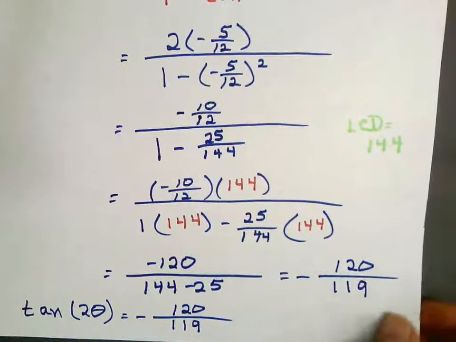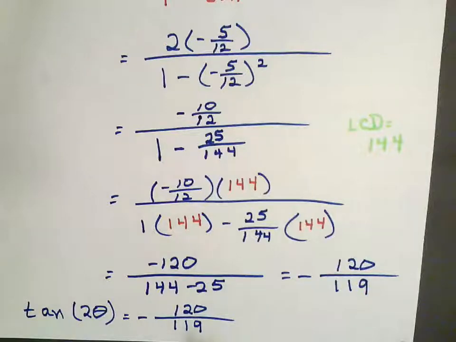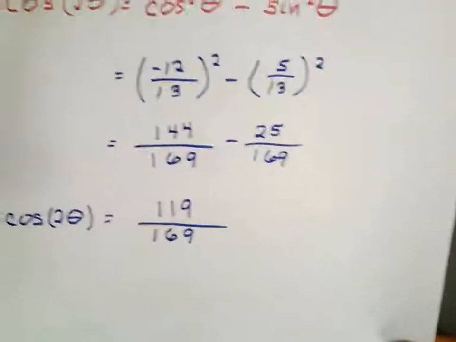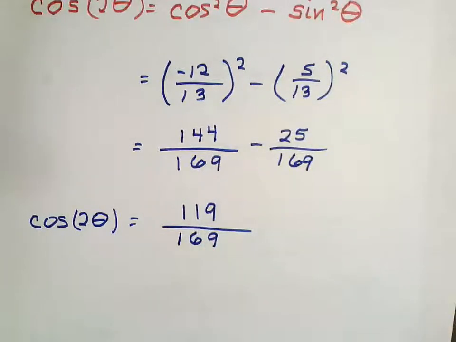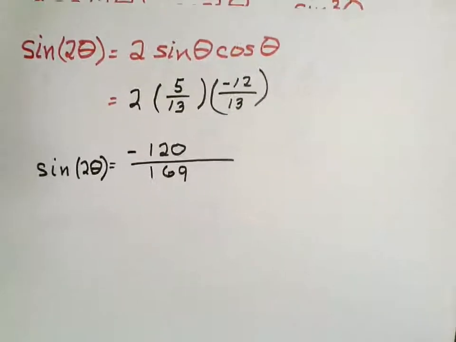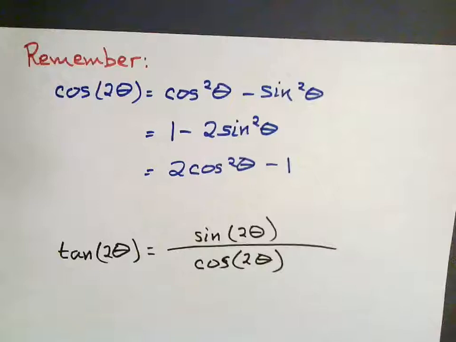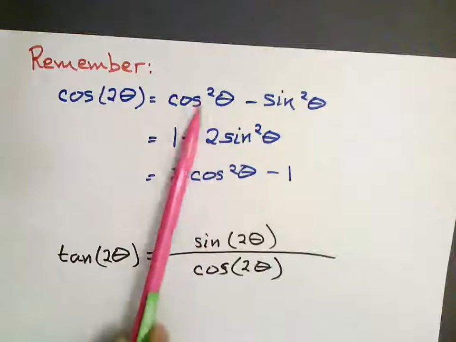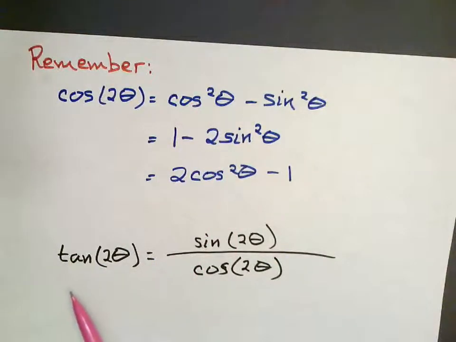So we have found that the tan of 2 theta is negative 120 over 119. We found that the cosine of 2 theta is 119 over 169. And we found that the sine of 2 theta is negative 120 over 169. And remember, when you're finding the double angle for cosine of 2 theta, you can use either one of these formulas to get that answer. And also remember that tan of 2 theta is the same thing as sine of 2 theta divided by cosine of 2 theta. There are different ways to look at those double angle formulas.